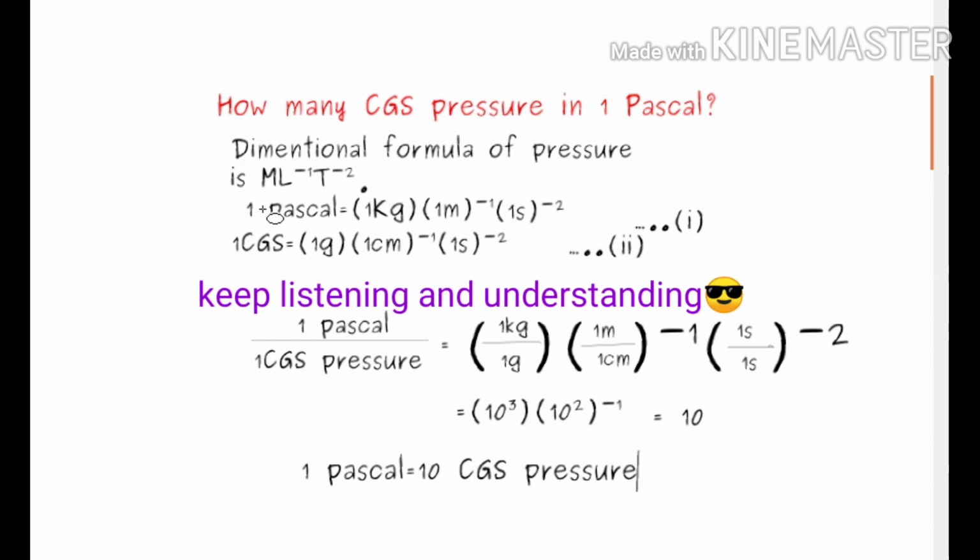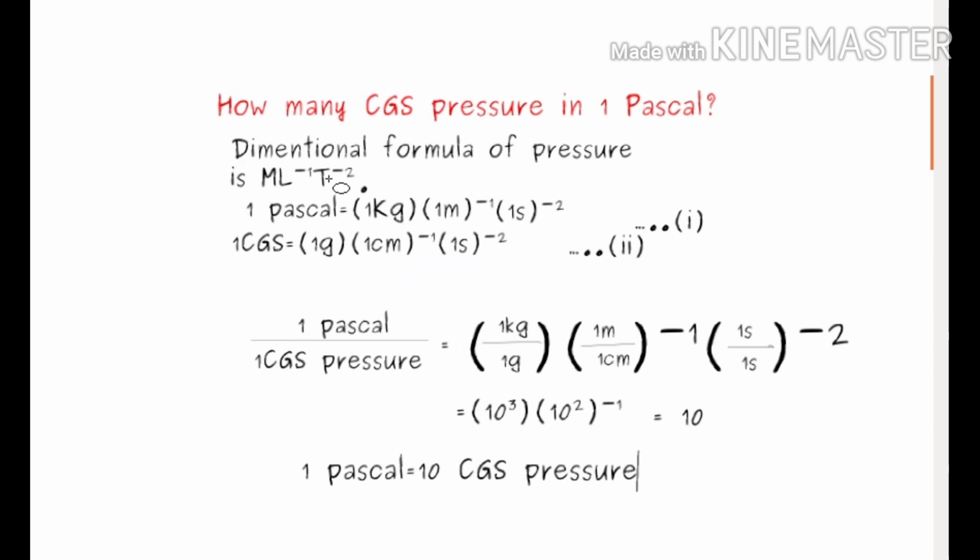The dimensional formula of pressure is M L^-1 T^-2. You can calculate it by using the basic formula, pressure is equal to force upon area. By using this formula, you can calculate the dimensional formula of pressure. So this comes out to be M L^-1 T^-2.